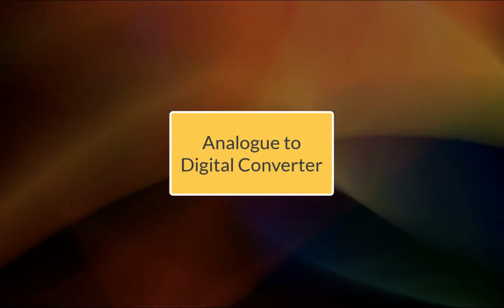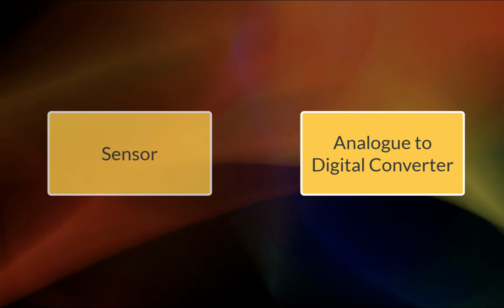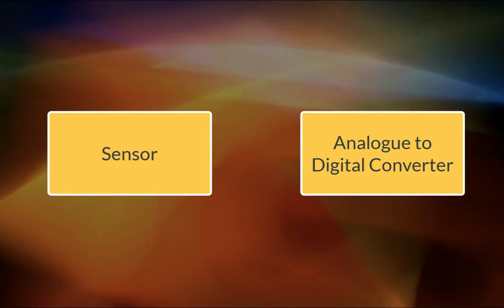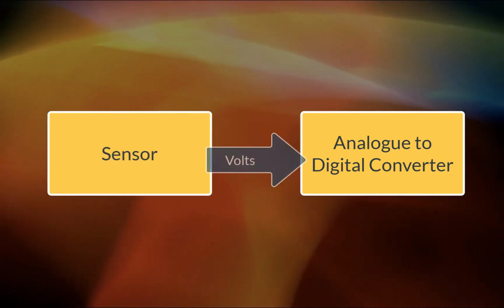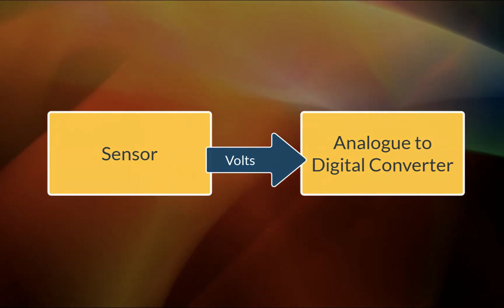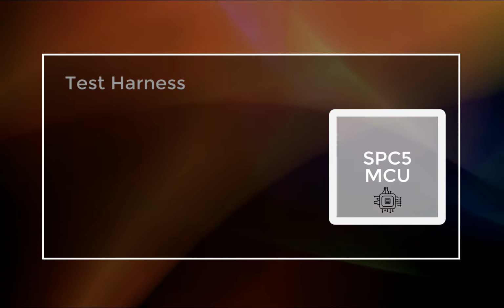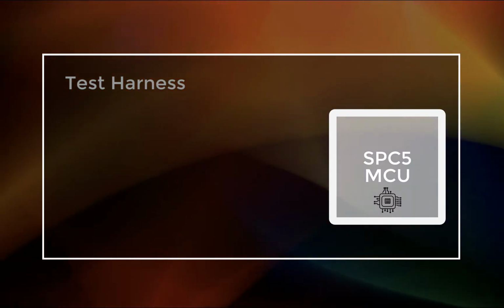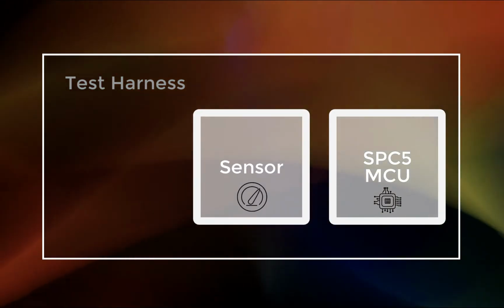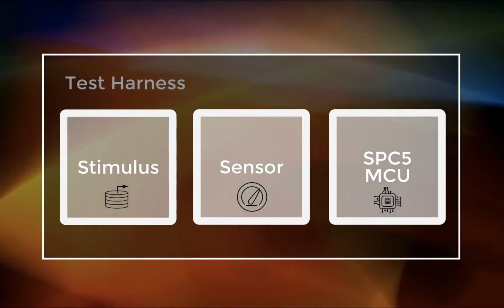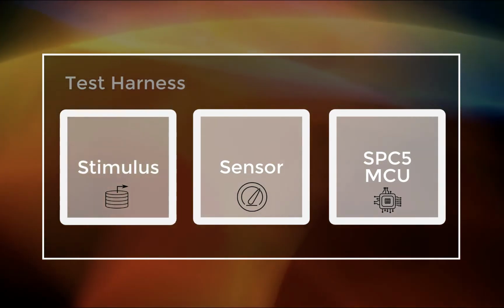Our application under test is one that monitors the output of an analog to digital converter. Normally, this converter would be connected to a component such as a sensor that may report its output in terms of a voltage. To test this application, I will create a test harness that connects an SPC5 MCU VP, which contains an analog to digital converter, a fuel sensor to feed values into the converter, and a stimulus model to simulate conditions that the sensor can report on.